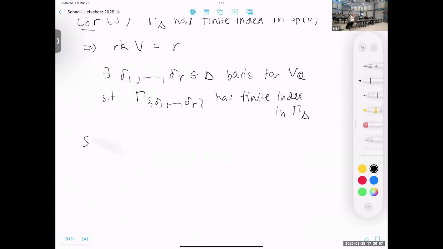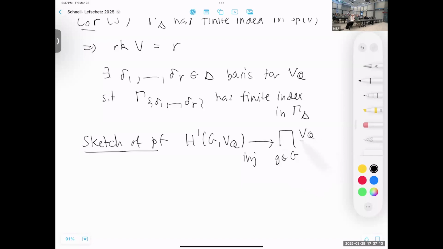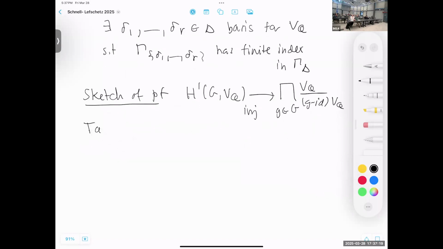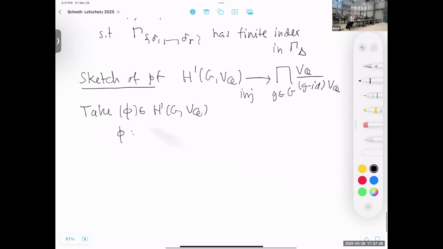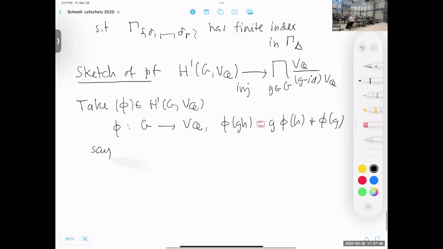Okay, so then I can tell you kind of the sketch of the proof after this point. Okay, so again, we're trying to show that this map here is injective to the product. Okay, so we're going to take some class. So we take some phi, which is a representative of this thing. Okay, so phi is a cocycle, so it's a map from the group into VQ that has this cocycle condition. And take it in the kernel, so say it's in the kernel.